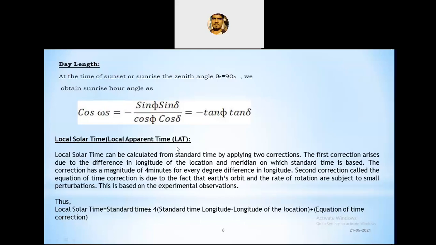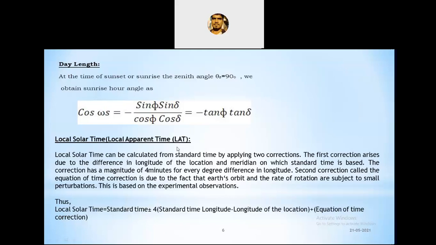The first correction arises because of the difference in longitude between the location and the meridian. Because of the meridian and the longitude, it will be different. The correction has a magnitude of 4 minutes for every degree difference.